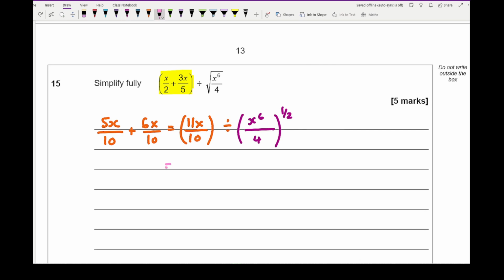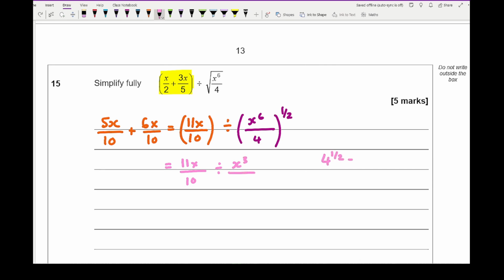That is the same as, if I just write this down, 11x over 10. Simplify this, well, when we've got brackets we multiply the powers, so that's going to be 6 times a half, which is 3, so that's x cubed, over 4 to the power of a half.